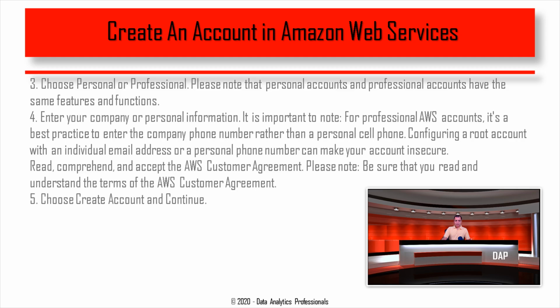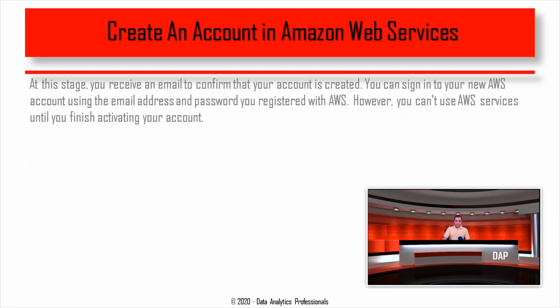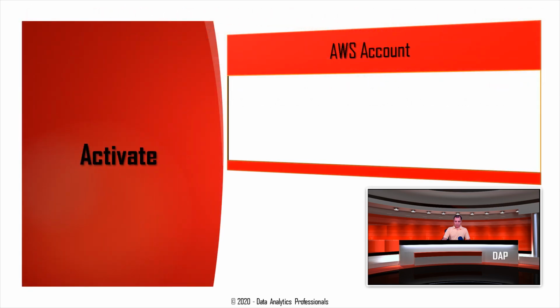Now, step number 5 is choose create account and continue. Okay, now at this stage, you receive an email to confirm that your account is created. You can sign into your new AWS account using the email address and password you registered with AWS. However, you can't use AWS services until you finish activating your account, which is your next step. So it's very important to activate your AWS account. And how to do it, that is what we are going to learn now.